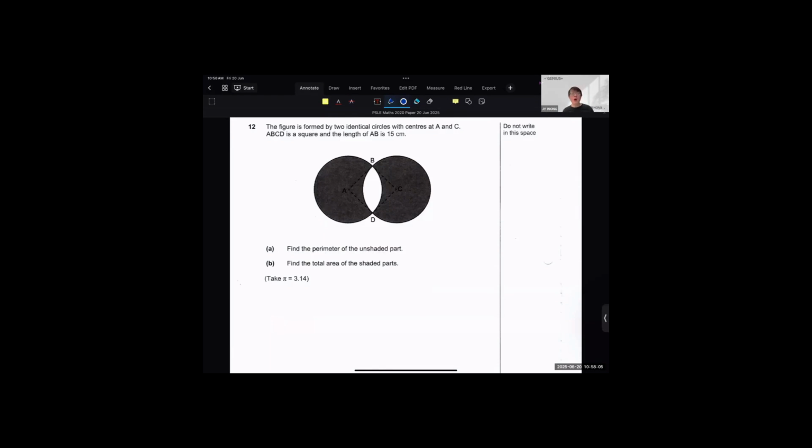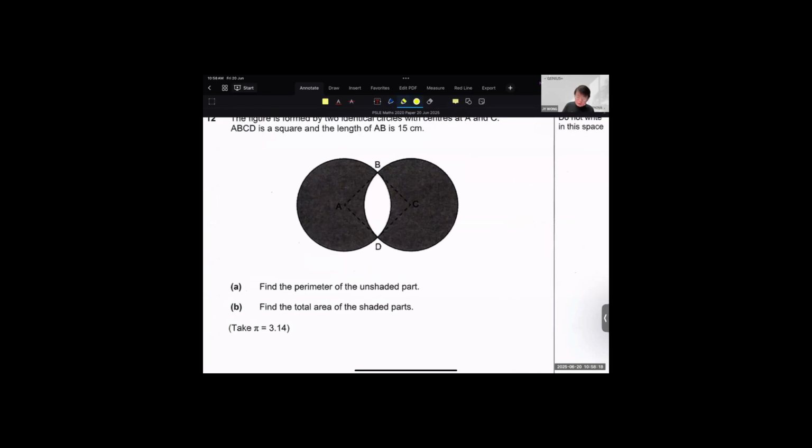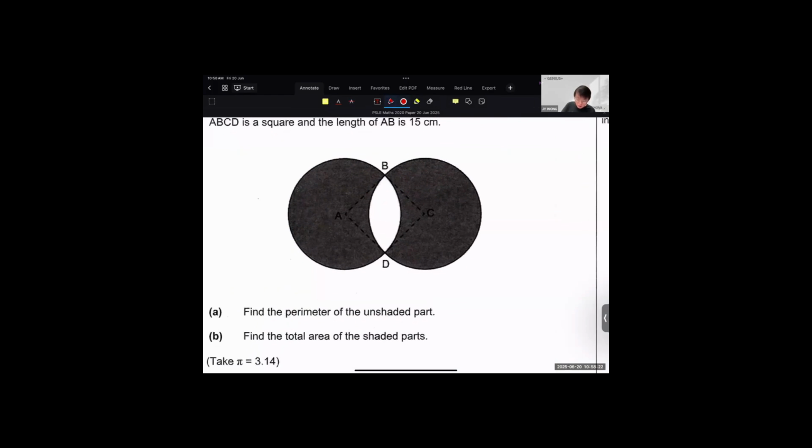Now, we have a figure formed by two identical circles, center A and C. First things first, they ask you to find the perimeter of the unshaded part. They tell you that ABCD is a square. Why is it important to tell you that ABCD is a square? They need to tell you it's a square so that you know this is a right angle.